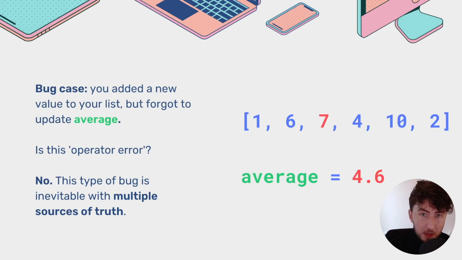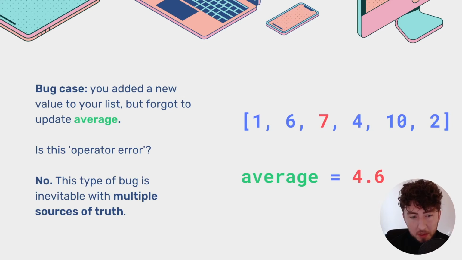So there's a bug case, obviously, which is you add a new value to your list. We've added 7 here, and we've forgotten to update the average, right? Because we had multiple sources of truth, we ended up with one of them becoming out of date or incorrect. And you could say that this was a mistake from the developer, or it's operator error, whatever you want to call it. But I actually disagree. I think this type of bug is inevitable with multiple sources of truth. I think it's basically impossible to prevent this kind of thing from happening eventually, right? We can't rely on experts always doing the correct thing.